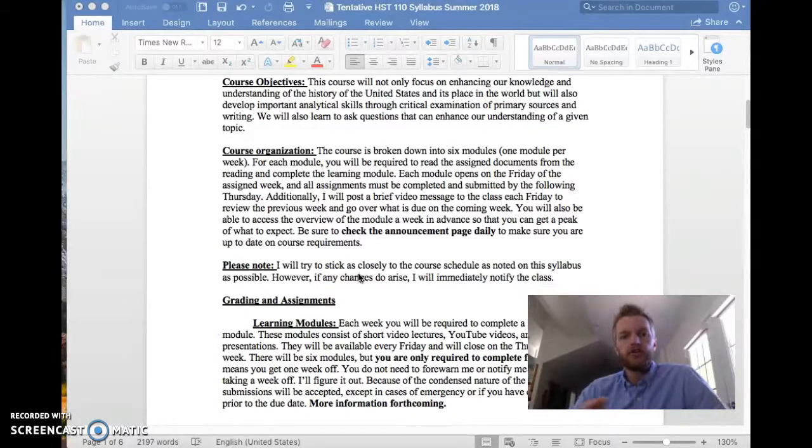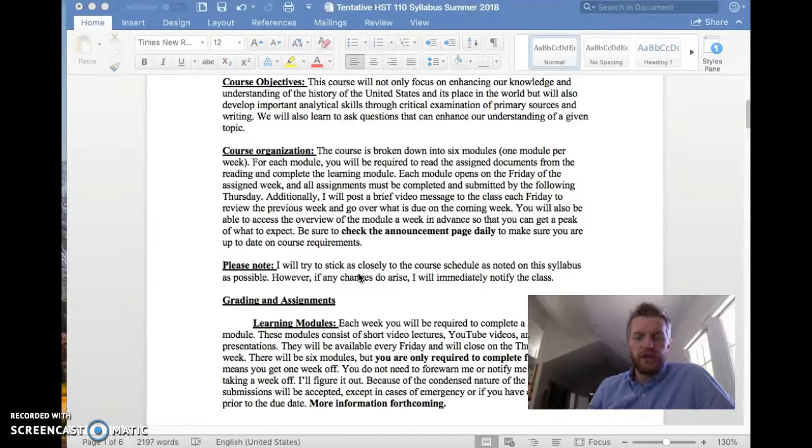So each week begins on Friday in this class. So Friday is the first day of the week now. What that means is that each Friday, that week's module will open up. So this coming Friday, you'll be able to open up your first assignment and work through it, and you have until the following Thursday to finish it.